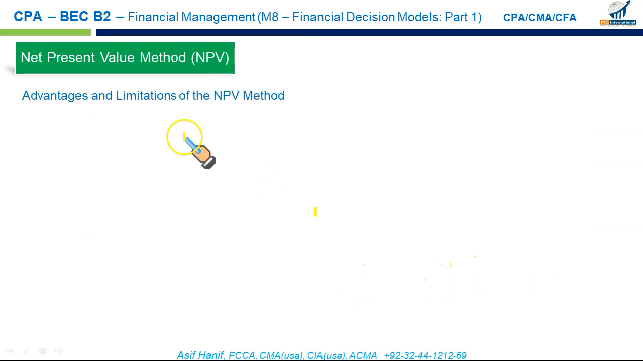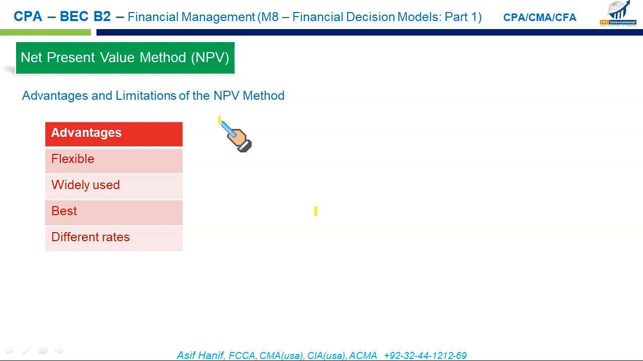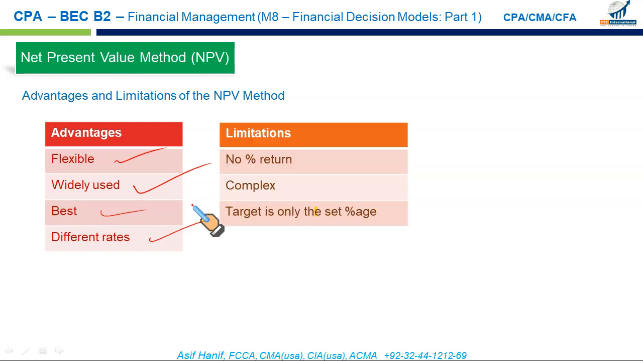Next, advantages and limitations of capital budgeting. Advantages. Flexible, yes, we just learned that it's flexible. We can accommodate varying interest rates, discount rates for different years. This is a widely used method for capital investment decisions. It is the best, yes. This is considered to be the superior method for investment evaluations.